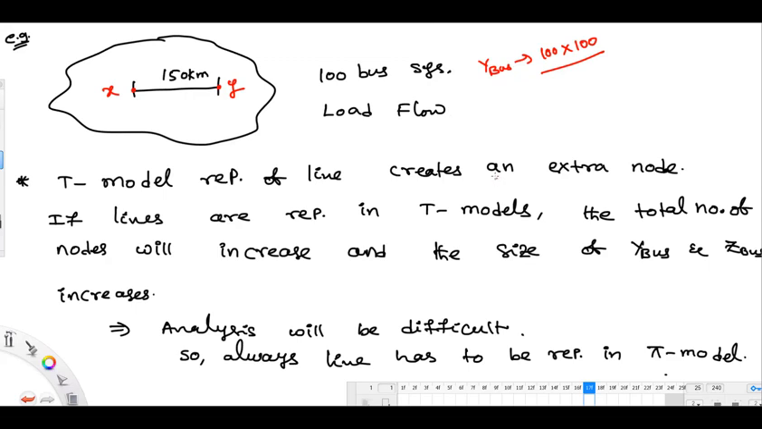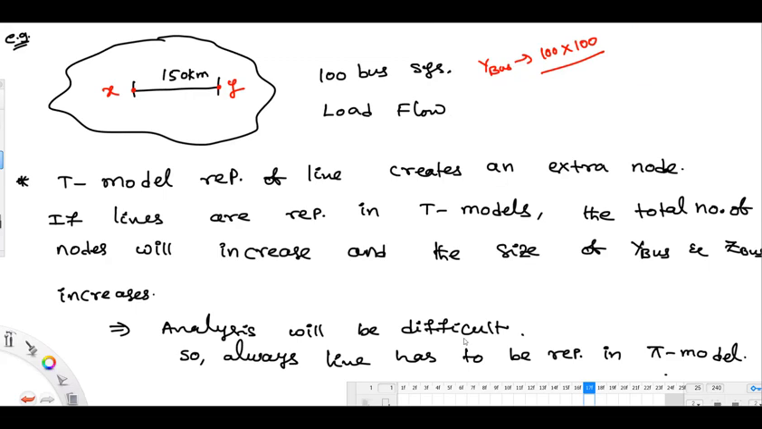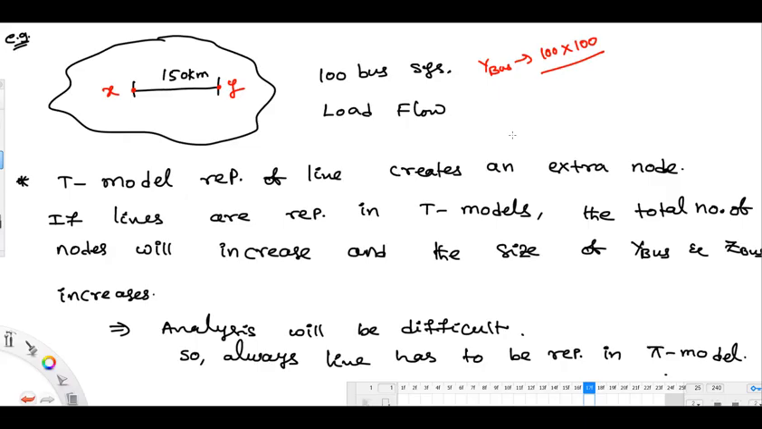Haripriya. Good morning, sir. Good morning, Haripriya. Tell me. Sir, in voltage regulation, why does the voltage magnitude increase? I didn't say it's going to increase. Means why does it change, sir?